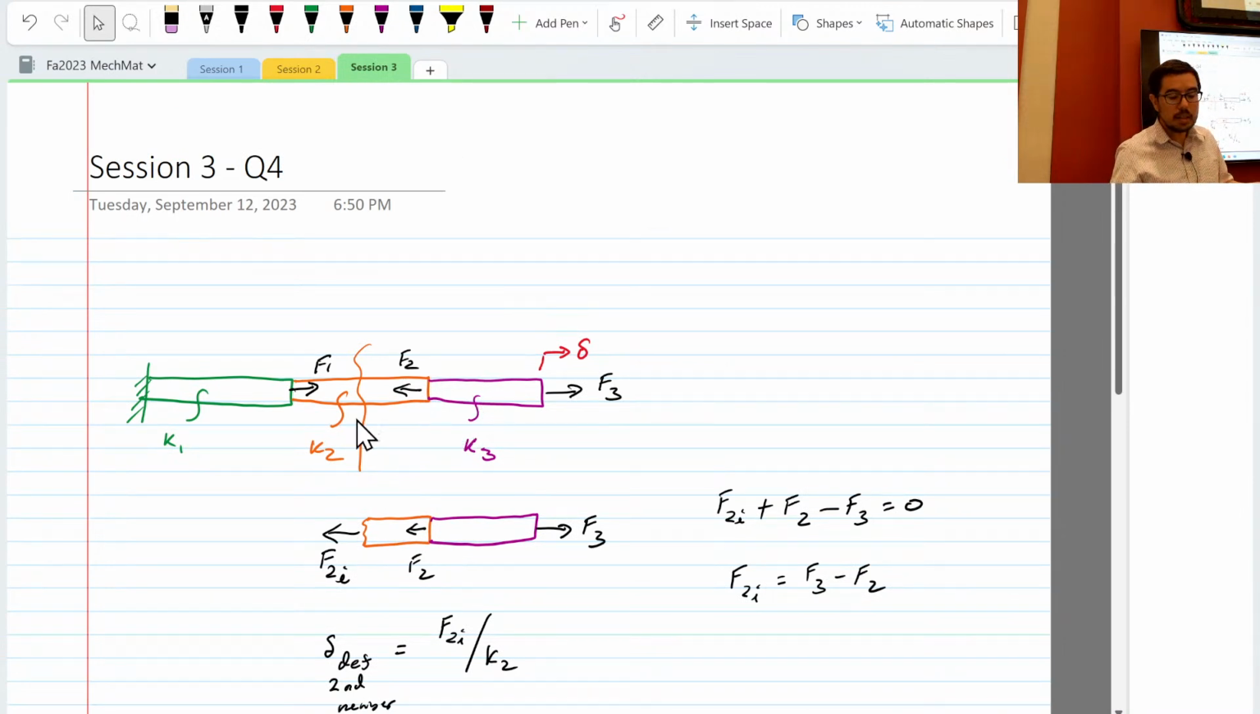Because this is in series with this region here, K3 could be whatever I want, as long as it doesn't break. Because these are in series with each other, and this is a statically determinate system, it could stretch a whole lot, but the force is still going to be the same acting on this member. Good. I'm glad you brought that up.